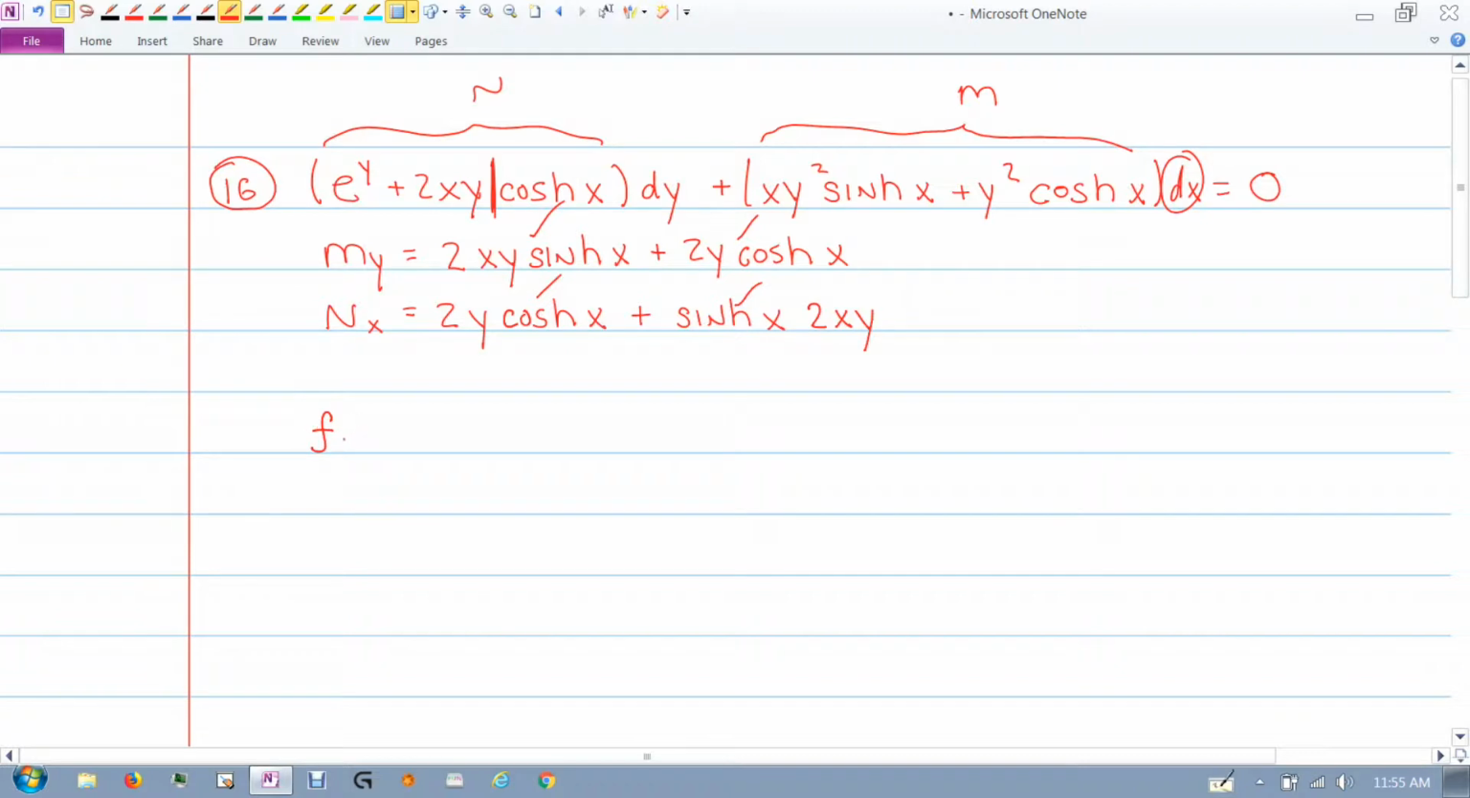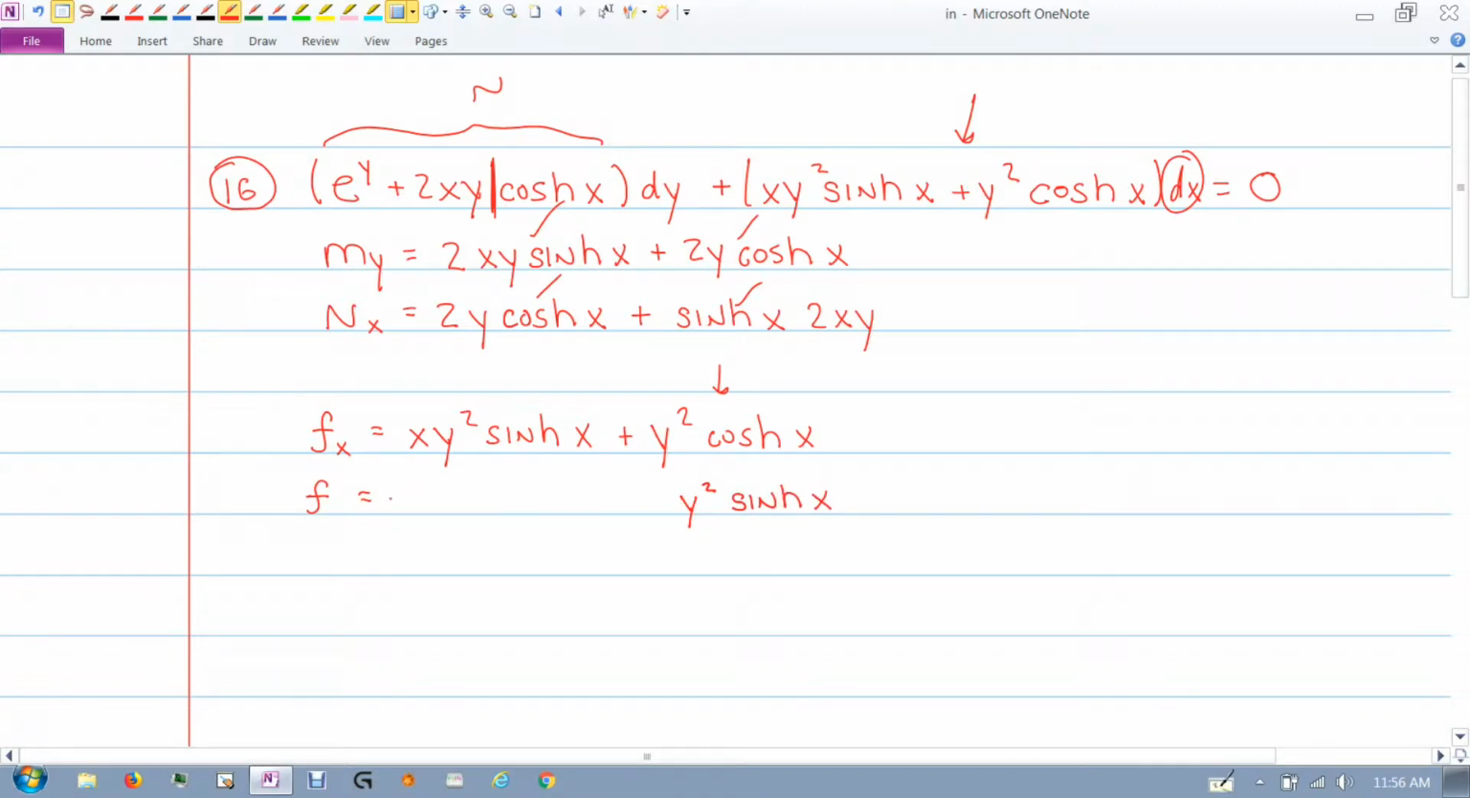So I know the partial of f with respect to x must be equal to this guy right here. All right, be careful. x y squared sine hyperbolic x plus y squared cosine hyperbolic x. And now I'm going to integrate with respect to x. So I get just f here, and then this second term right here will be easier because the y squared is a constant. So I'm just going to put y squared, and the antiderivative of cosine hyperbolic x is sine hyperbolic x.